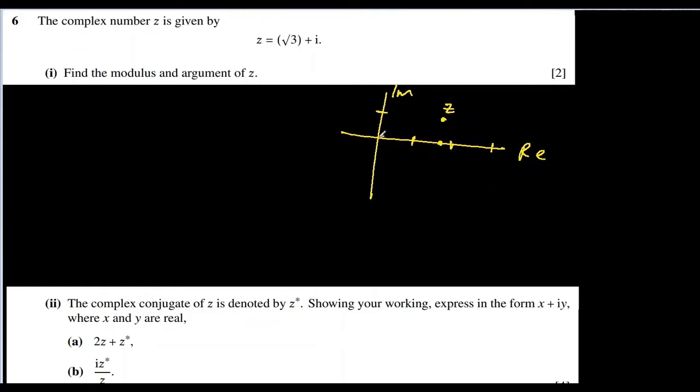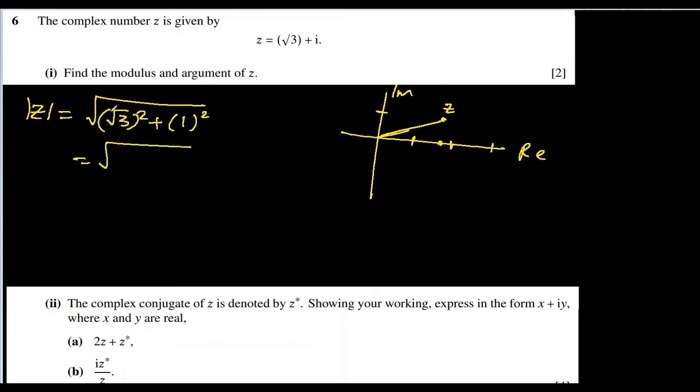So modulus is its distance from the origin, and it is found by, let's write, modulus of z is the square root of the square of the real part plus the square of the imaginary part, and that's the coefficient only. So it will be square root of 3 squared, the root and square cancel out, 3 plus 1, which is square root 4. And since it's a distance, modulus can't be negative, just 2 is the answer. That is the modulus. Now argument is this angle.